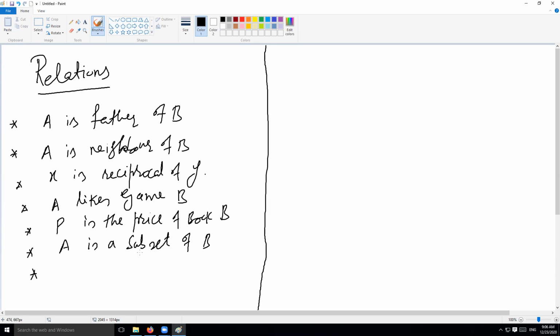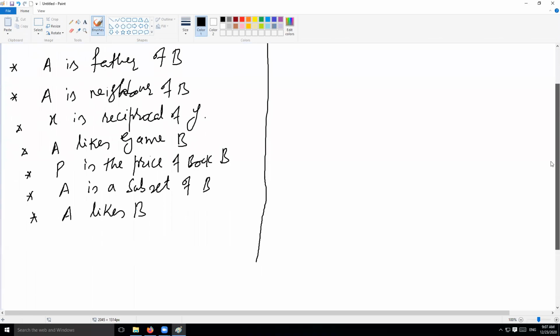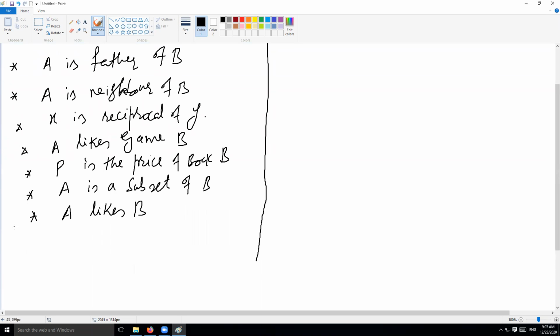Other than mathematics, think about relating quantities with other quantities. So for example, I say A likes B. Okay? A likes B. That's another relationship. Anyone else? Bring some relationship where one kind of things are related with another kind of things actually. X is less than Y. This is also a relationship.